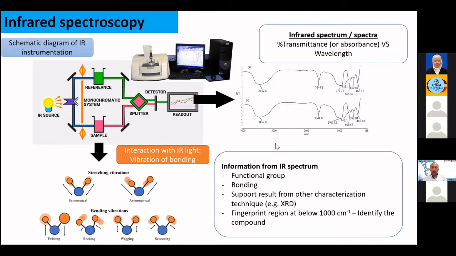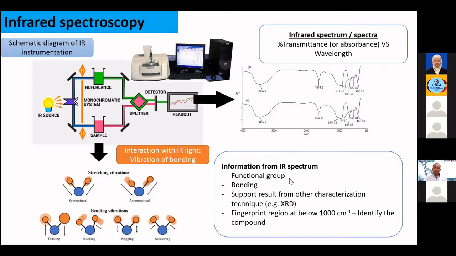So what is the structure built from? For example, zeolite. Zeolite is built by the SiOAl framework. So the bonding inside the zeolite, which is SiOAl, will vibrate after interacting with the IR energy. How about silver nanoparticles? Silver nanoparticles will not give any peak in the IR spectrum because it is only Ag. However, if we synthesize it using biological resources, for example plant extract, inside the plant extract there are some organic compounds, and the bonding inside the organic compound will vibrate. Once it vibrates, it will produce the IR spectrum, or IR spectra.